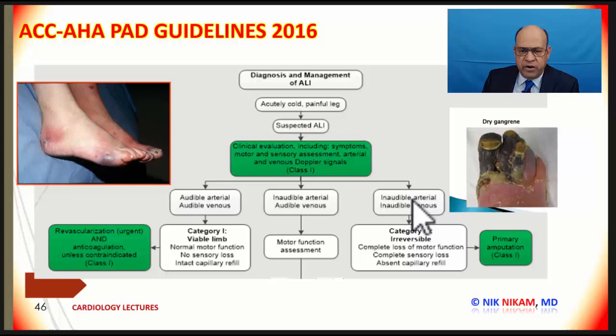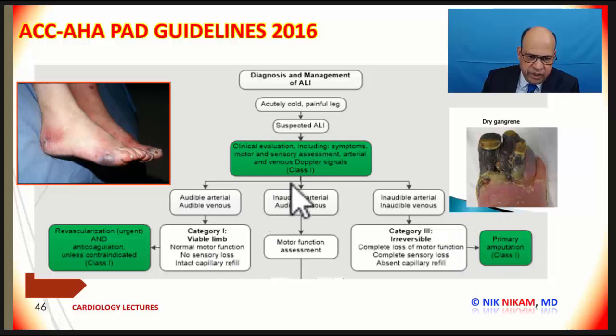Here we have inaudible arterial pulses, inaudible venous pulses, complete loss of motor function, complete loss of sensory function, and complete loss of capillary refill. We are dealing with dry gangrene. These patients should be classified for primary amputation.